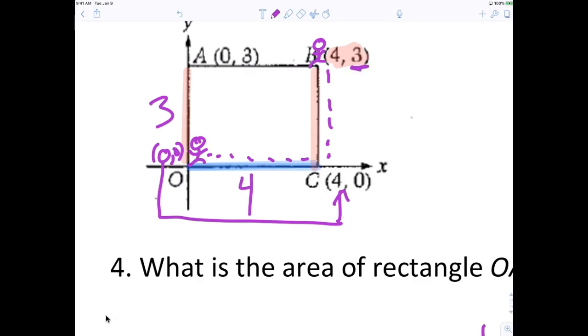Everybody's happy with that? Yeah, don't be afraid to ask a question. All right? It's silly to sit there and not know. All right, we're at 12 for area.